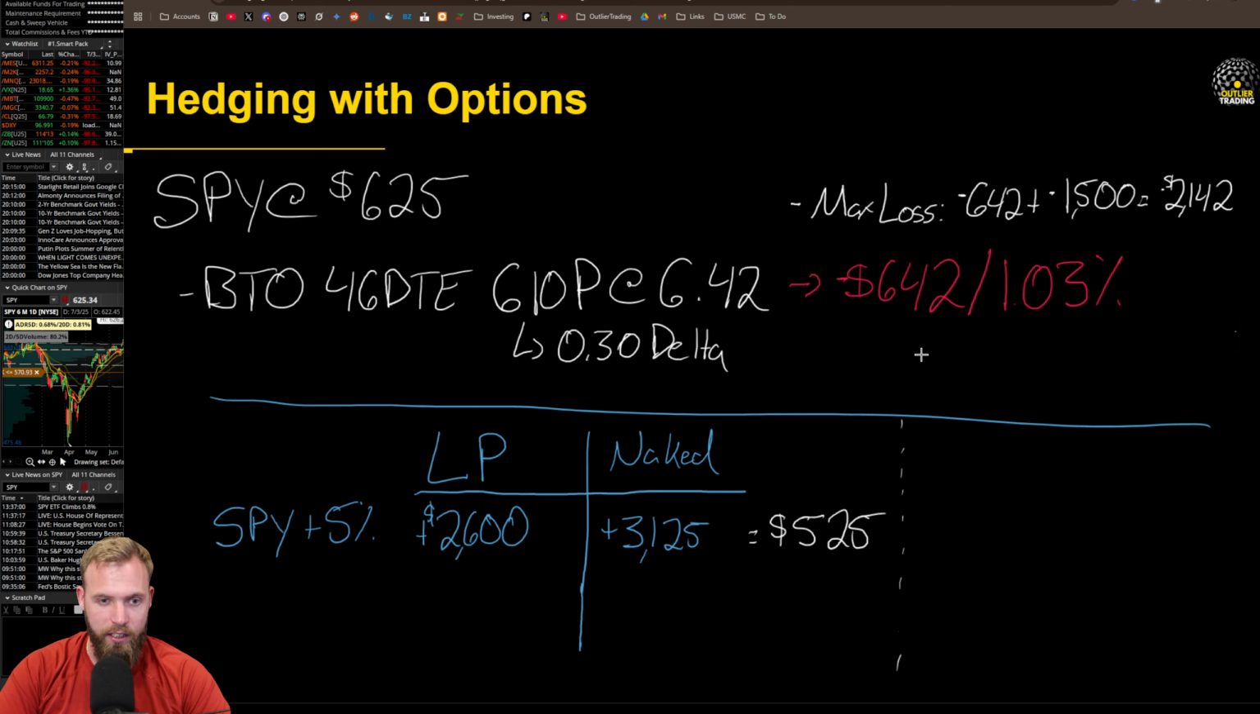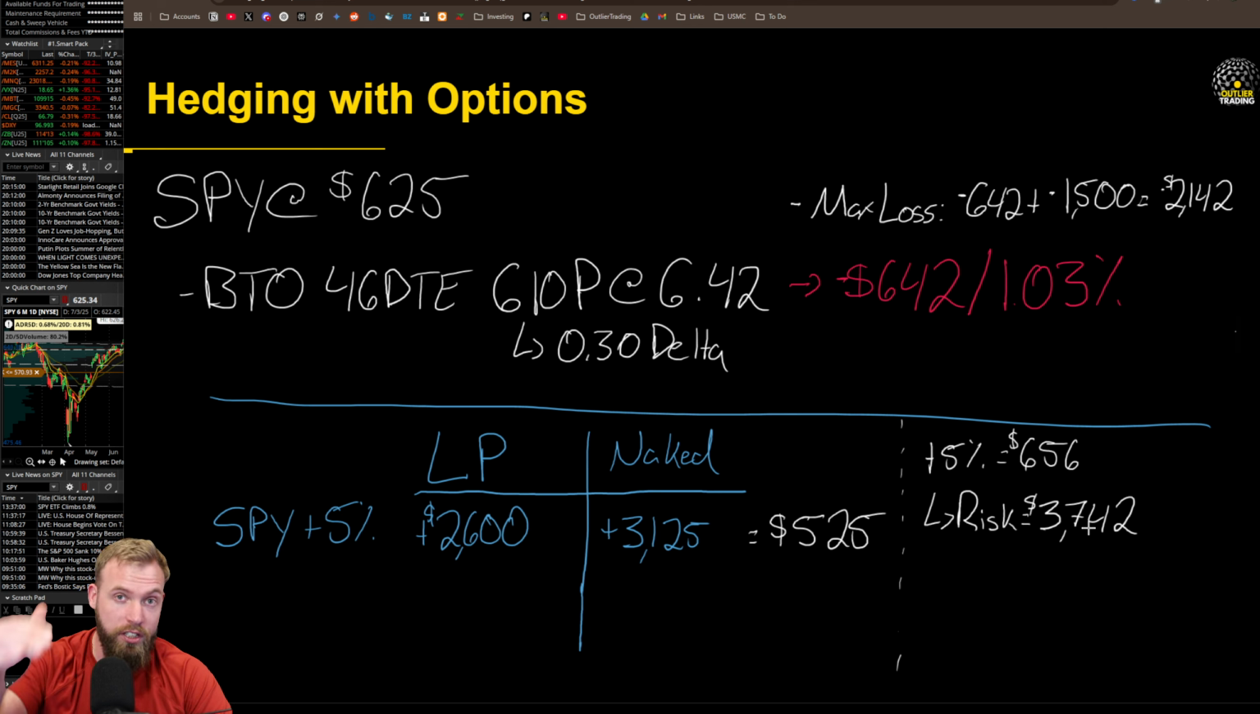So the last thing that I want to show you is that if we get this 5% up move, that means SPY is now at 656. Our risk grows, your deductible grows because your put is still down here at the 610. So your original risk was 2142, but now your risk is 3742, because that's how long it takes for the deductible to kick in. So this typically leads to having to close out this option, the 610s, and then move it up. And then each time you do it, it's at a loss.